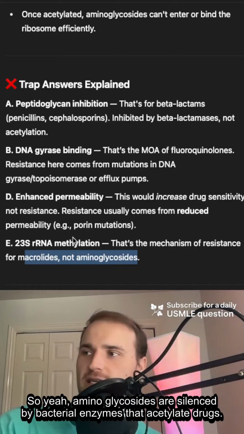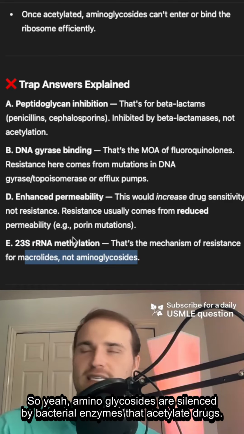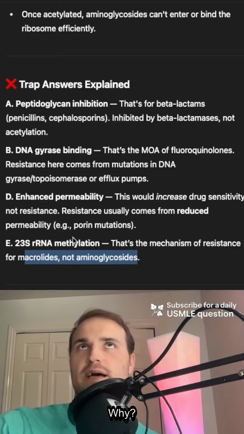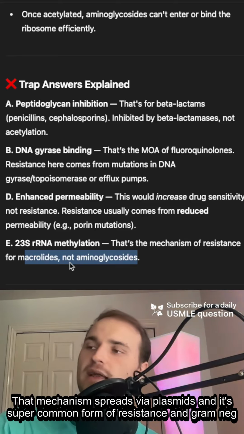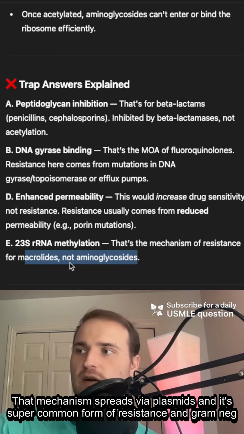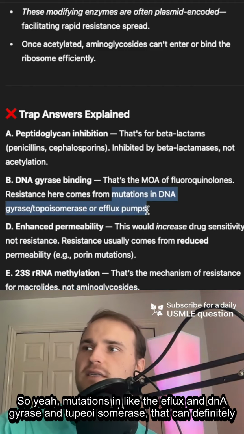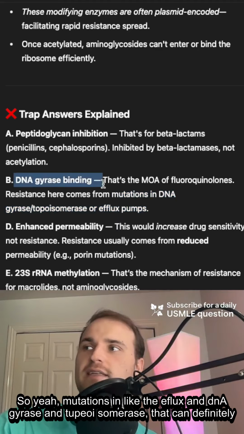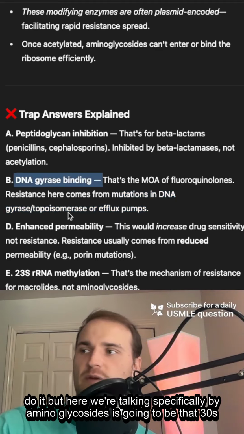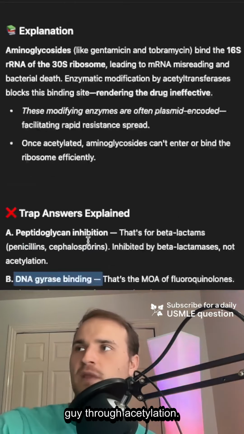So yeah, aminoglycosides are silenced by bacterial enzymes that acetylate the drugs. Why? Because it blocks the binding of the 30S ribosome. That mechanism spreads via plasmids, and it's a super common form of resistance in gram-negative pathogens like Pseudomonas. Mutations in, like, the efflux and DNA gyrase and topoisomerase can definitely do it, but here we're talking specifically about aminoglycosides. It's going to be that 30S guy through acetylation.